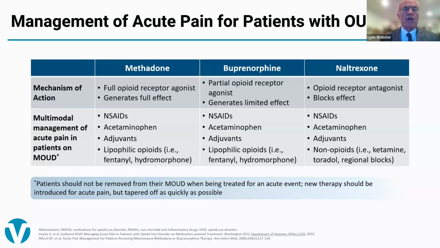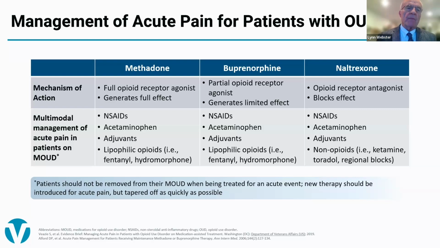Now, the mechanism of these drugs, these treatments for OUD, will dictate to some degree what options we have in treating their acute or traumatic pain. That is, with methadone, that's a pure mu agonist. Buprenorphine is a partial mu agonist, and naltrexone blocks all opioid effects. So it's an opioid receptor antagonist.